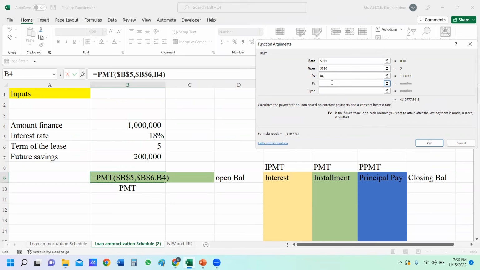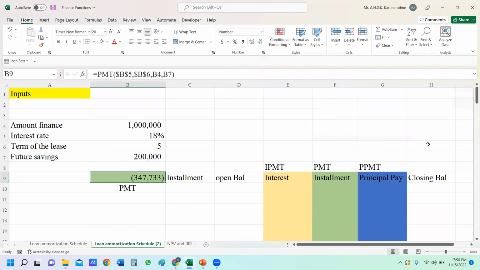Then future value. This time you have a future value. You are willing to generate a future saving balance of 200,000, and you enter it like this. Okay. So this is your annual loan installment.